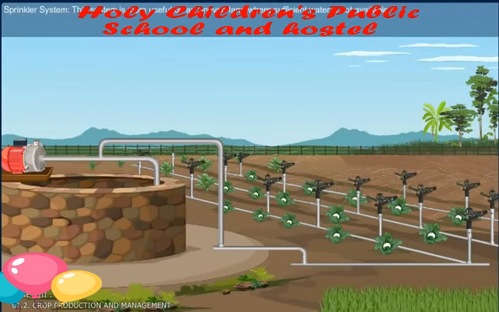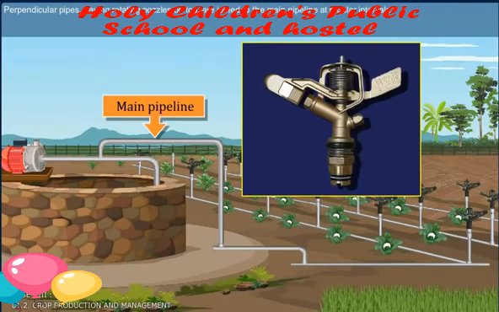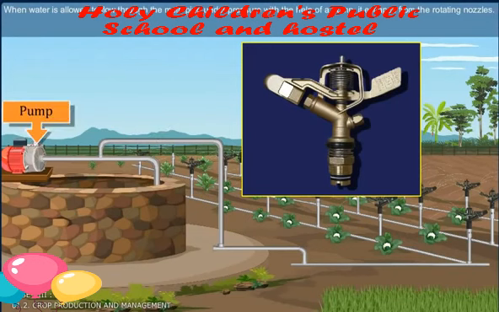Sprinkler system. This system is more useful on uneven land where sufficient water is not available. The perpendicular pipes having rotating nozzles on top are joined to the main pipeline at regular intervals. When water is allowed to flow through the main pipe under pressure with the help of a pump, it escapes from the rotating nozzles. It gets sprinkled on the crop as if it is raining. Sprinkler is very useful for sandy soil.